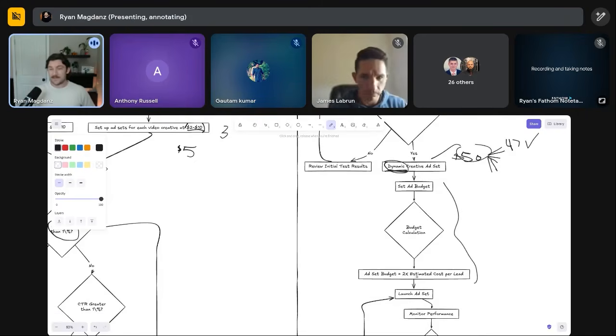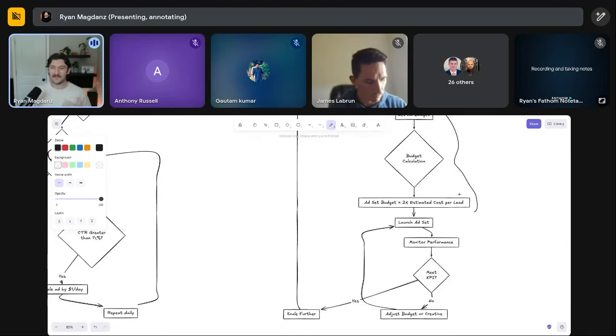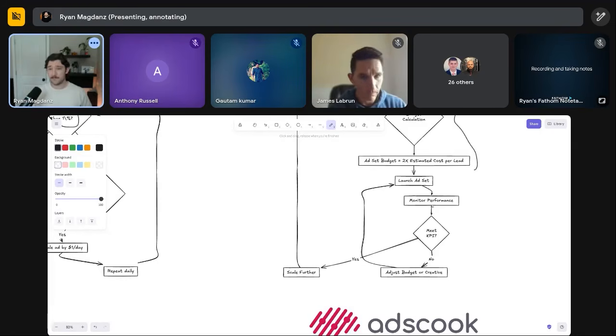I talked about the ad set budget already. We want to set like 2 times estimated cost per lead at least. This is going to allow us to scale a little bit better. This is not a hard and fast rule. This is just what I've found anecdotally makes sense. And then we're going to monitor performance. Does it meet the KPIs? Yes, we're going to scale that ad set. No, adjust budget or creative. Maybe go back to testing phase and kind of loop yourself around here.